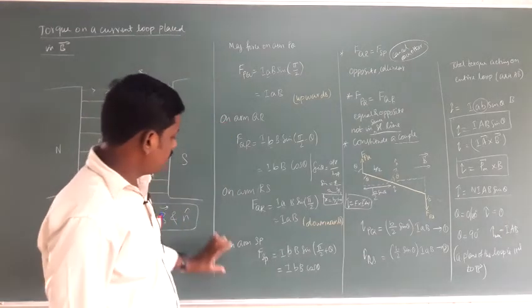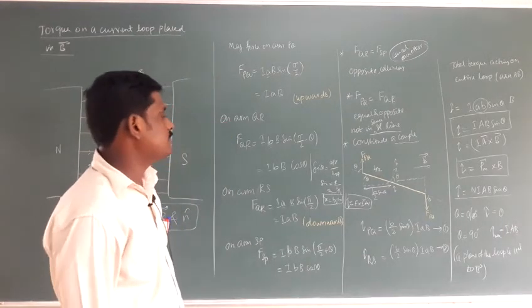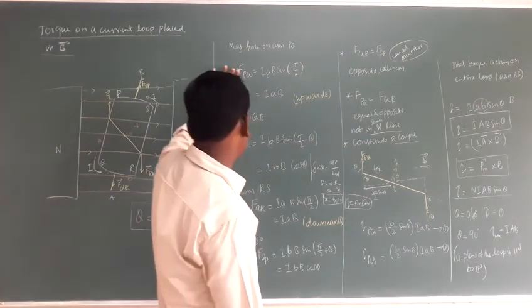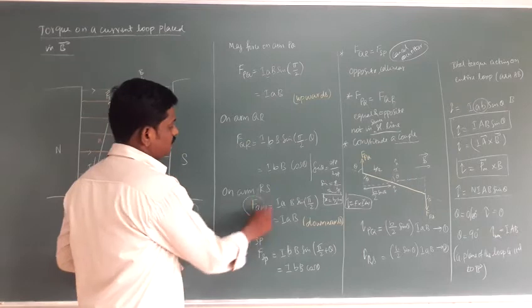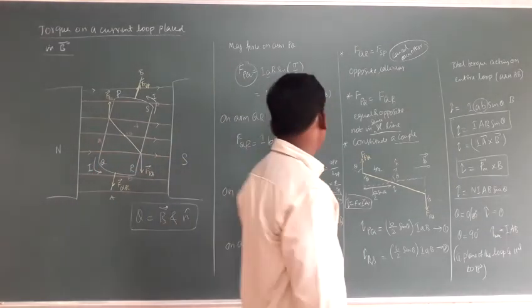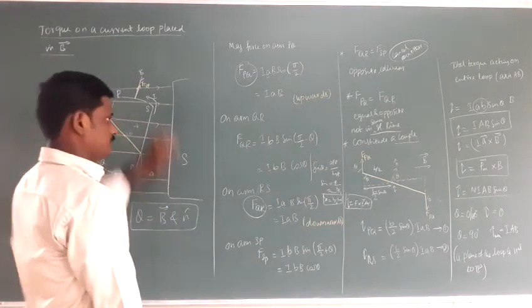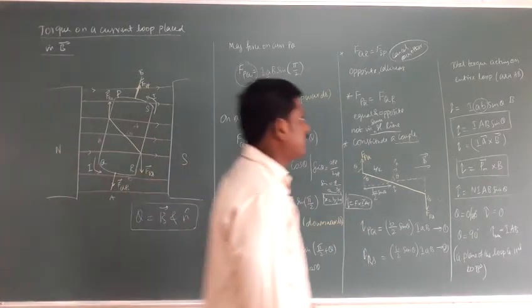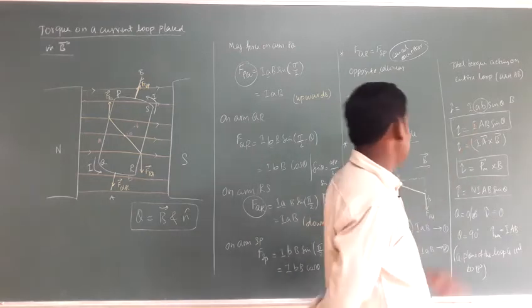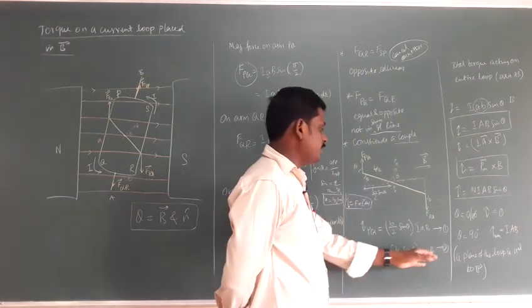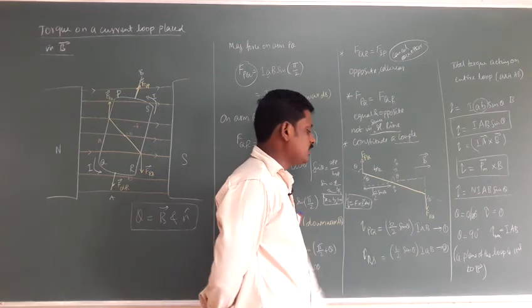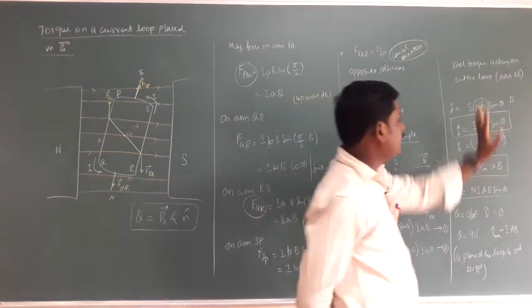FQR and FSB are cancelled because they are in the same straight line. Then here FBQ and FQR are added, so it constitutes a couple. So what is the total torque on the rectangular loop through the axis of rotation AB? Tau is equal to, just add it, IAB b by 2 sin theta plus IAB b by 2 sin theta, so half plus half is 1, so IAB sin theta.